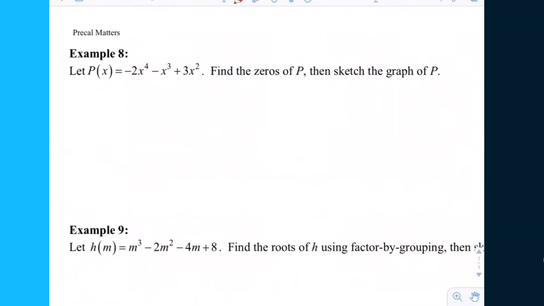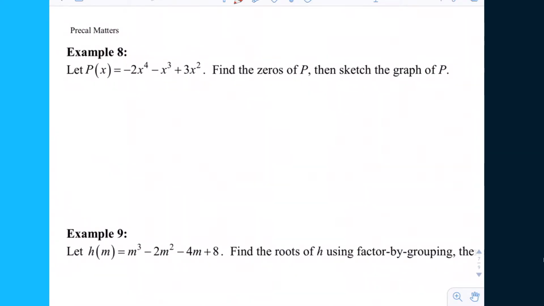All right, so example 8. It says, let p of x equal this polynomial, find the zeros of the function, and then sketch the graph. Pretty easy. So what's the parent function? The parent function. X to the 4th. So this is a quartic polynomial, yeah? Degree 4 polynomial. What's the leading coefficient?